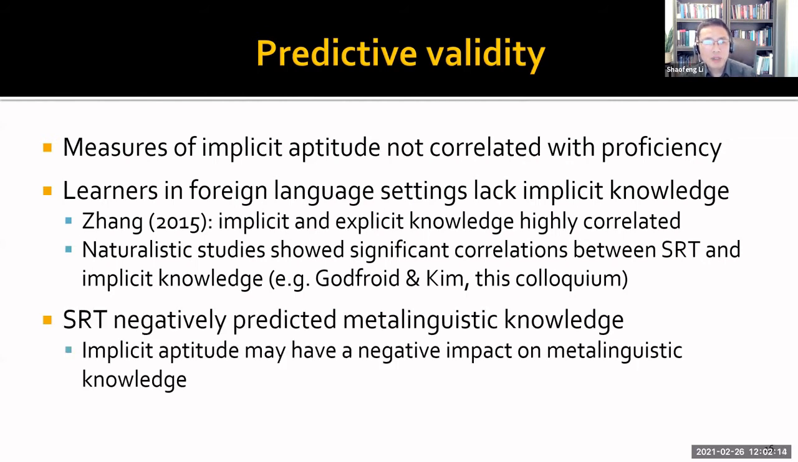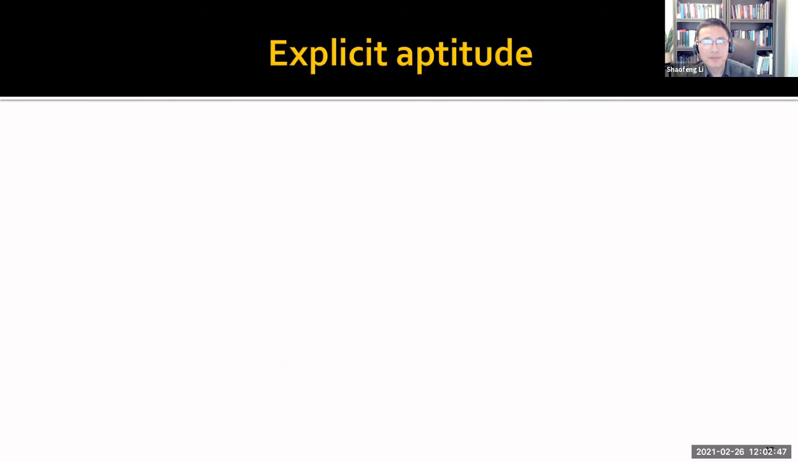Sequence learning was a negative predictor of metalinguistic knowledge, which is not surprising. So the result suggests that sequence learning as a measure of implicit aptitude is not only uncorrelated with explicit knowledge, but also it may have a negative impact on metalinguistic knowledge, because implicit and explicit learning are fundamentally different, and they work through different mechanisms.